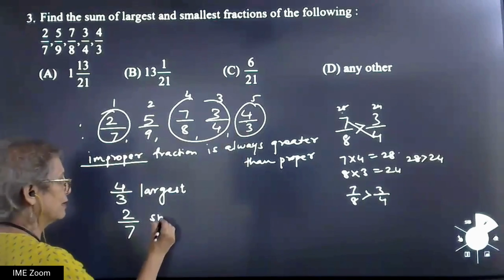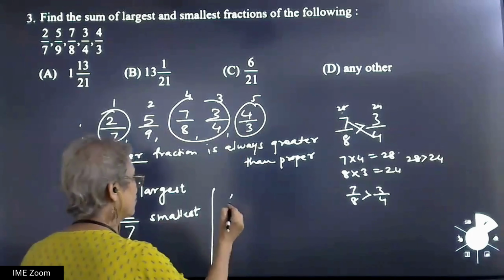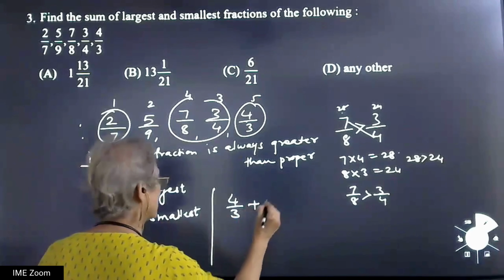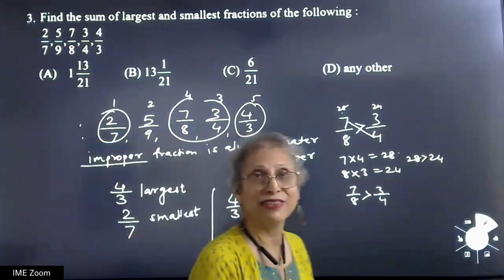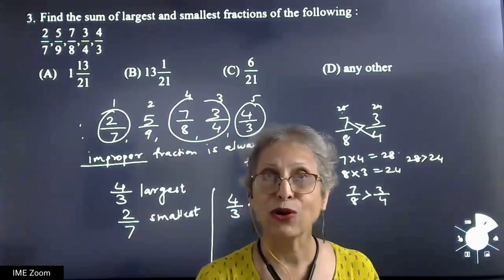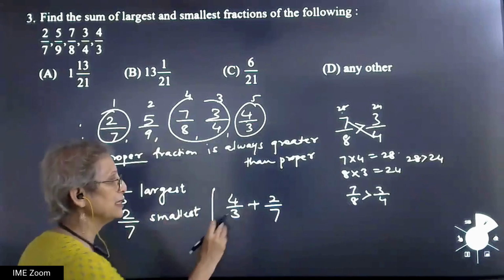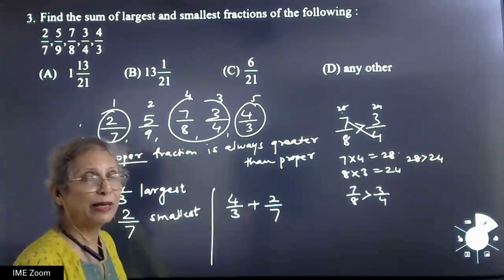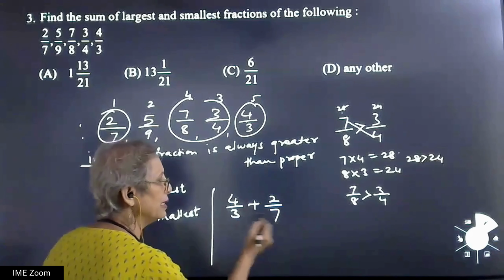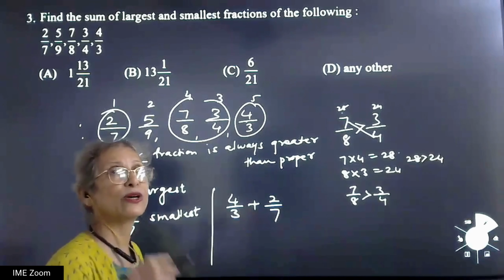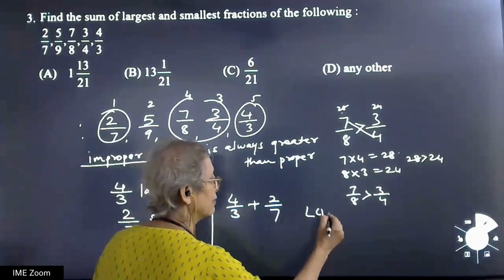And now we have to find out sum. Okay. So this is 4 by 3 plus 2 upon 7. Now the addition of two fractions with different denominators. So what we have to do first is make the denominator same. How to make same? For that, what we need is LCM. So what is the LCM of 3 and 7? They are co-prime numbers, and therefore their product is the LCM, 21.